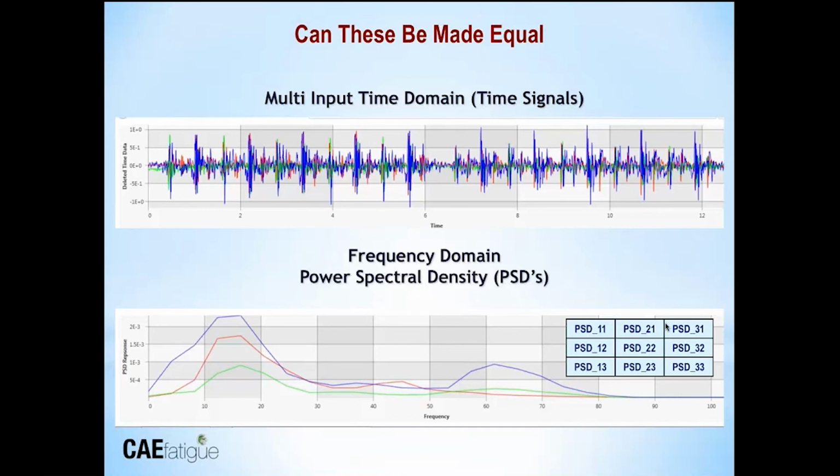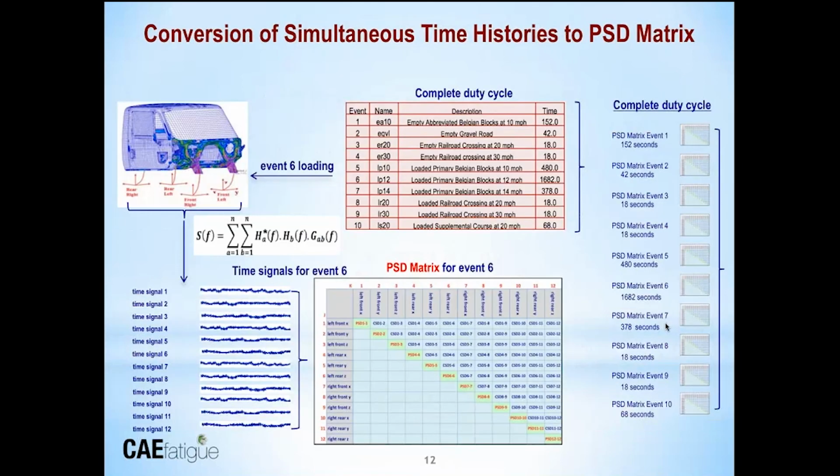So yes, we can make these equal, and we can do that for real-world loadings. If we think about a typical duty cycle on a car or a truck, that will involve more than 3 channels, more than 3 inputs. In this case, we're seeing 12 inputs to this truck, 3 inputs at each corner position on the truck frame. Those 12 inputs represent a single event. So, for example, we might apply event 6 for 1,682 seconds. We need to have all the events that apply to this vehicle in order to create the complete duty cycle. The same thing is true in the frequency domain.